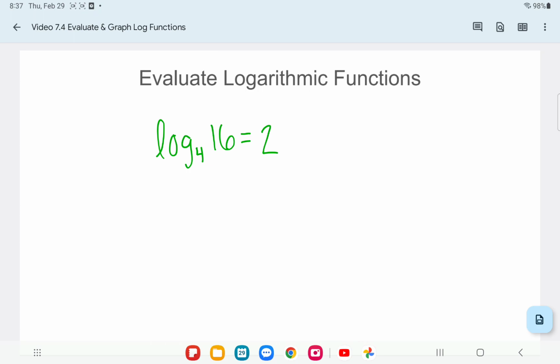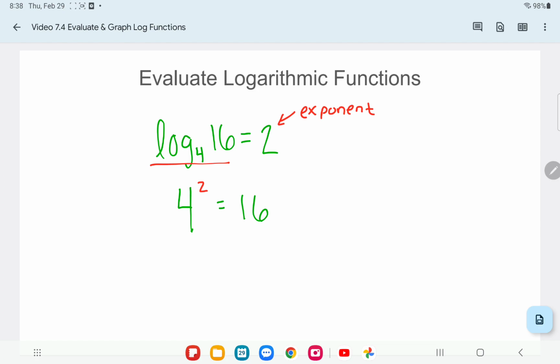So as an exponential equation, what this would say, log base 4, that means the base would be 4, of 16 equals 2. Logs always equal the exponent. So that means 2 is the exponent. So 4 to the second power equals 16. That's how you rewrite a log as an exponential equation.